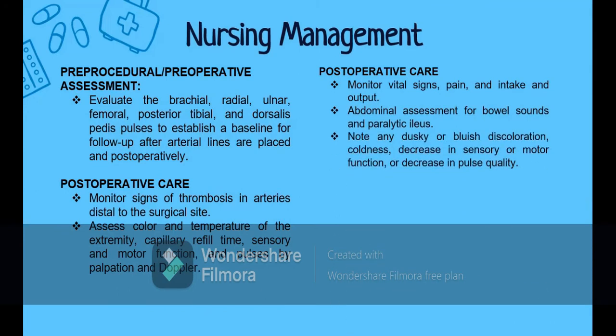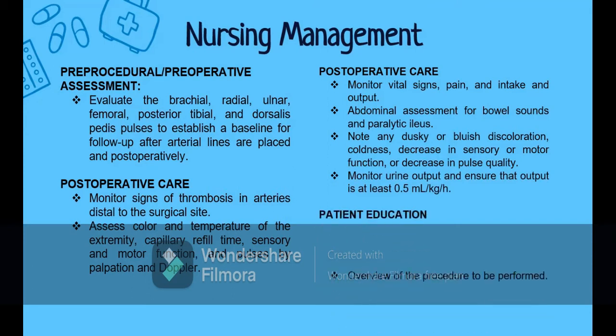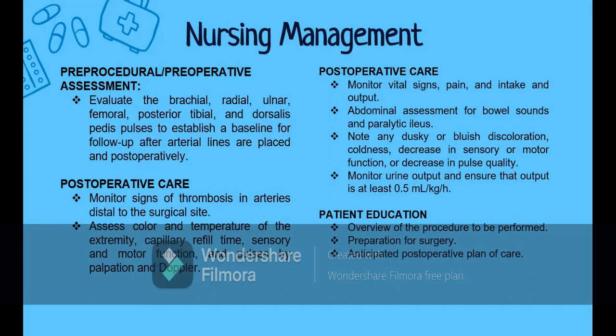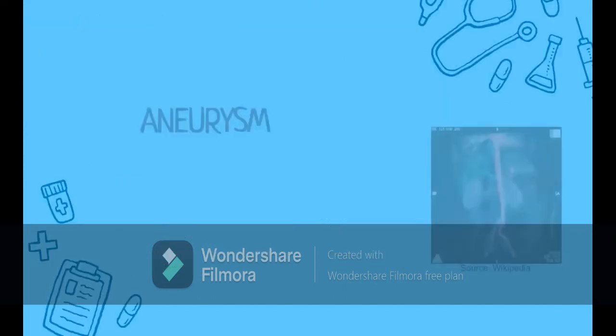You also need to note any dusky or bluish discoloration, coldness, decrease in sensory or motor function, or decrease in pulse quality. Lastly, monitor urine output and ensure that output is at least 0.5 milliliters per kilogram per hour. For patient education, give an overview of the procedure to be performed, preparation for surgery, and the anticipated postoperative plan of care.